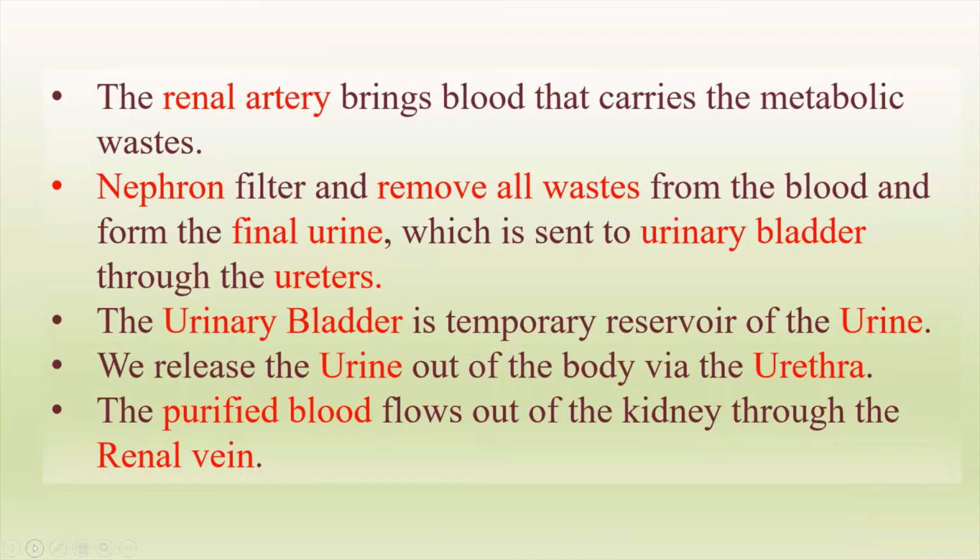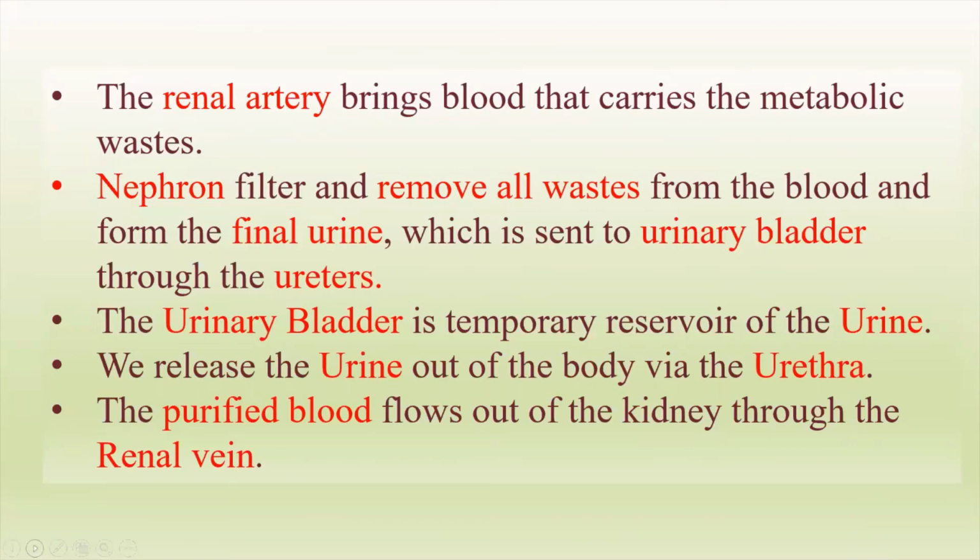So the renal artery brings blood to the kidneys, which carries the metabolic wastes from the aorta. The aorta supplies blood to the renal artery and the blood has some metabolic wastes in it. The nephrons, which are the functional units of the kidneys, filter the blood and remove all wastes from the blood, and then they form the final urine. The blood is then released into the renal vein and to the vena cava and then to the whole body. But the urine is still left in the excretory system.